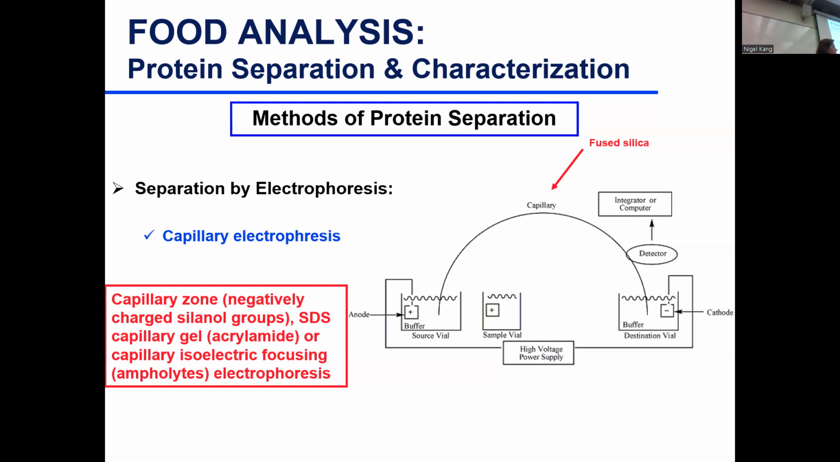With this method, you can use the same principles as gel electrophoresis. You can separate based on SDS reagent, and we call it SDS capillary gel or capillary zone. You don't use any reagent for dissociation of protein subunits. It's the same as native gel. So the difference is that you don't use a gel and you do not visualize the bands. You use a capillary tubing and you use a detector to detect protein peaks instead of bands.